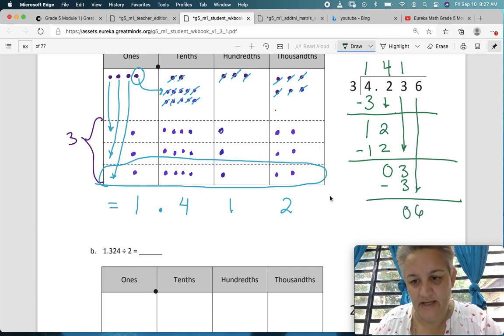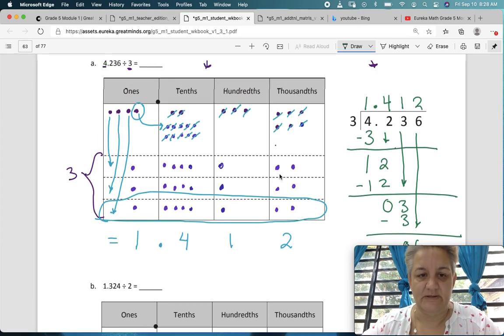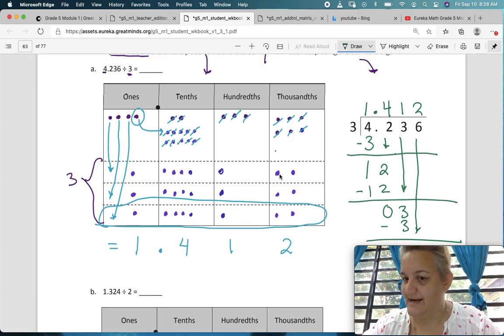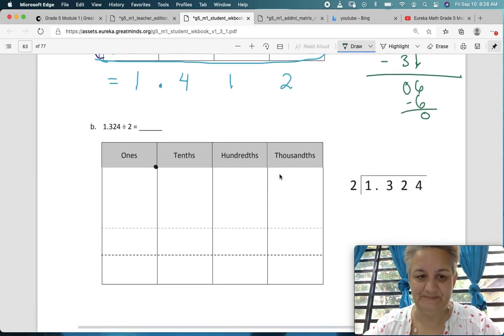Okay, and 3 goes into 6. 3 goes into 6 2 times. 3 times 2 is 6. And as long as I have 0 at the end, I am done. And my decimal goes right above its place. This is the ones place, the tenths place, the hundredths place, and the thousandths place. Did I get the same answer? Yes, I did. Okay, so on the left is place value. On the right is standard algorithm. Let's try the next one.